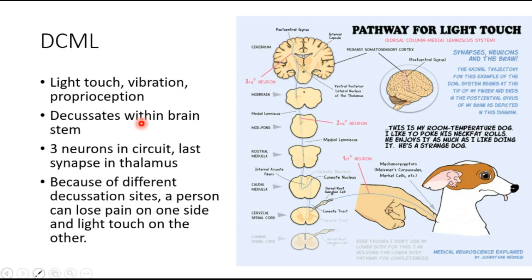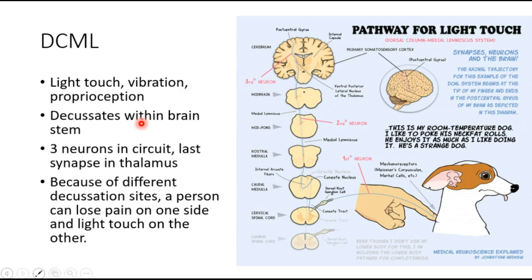So the dorsal column medial lemniscus pathway is taking light touch, vibration, and proprioception. What's proprioception? You have a sense of proprioception, all of you do, hopefully. What's proprioception? Go ahead and guess. You're scared to guess. Okay, proprioception is your sense of where you are in space.